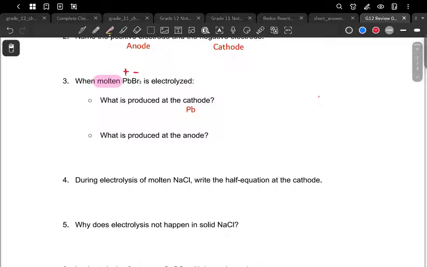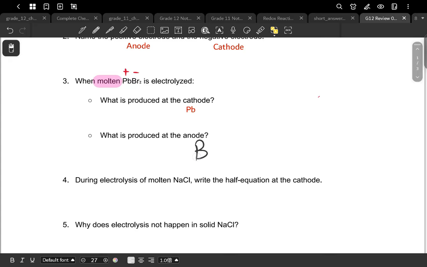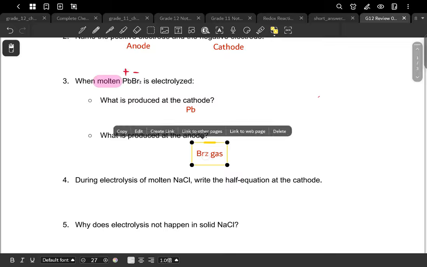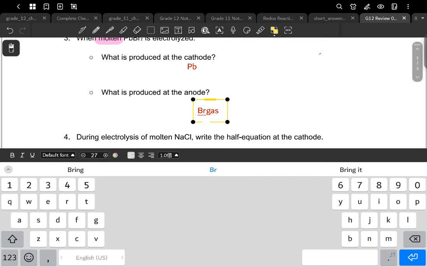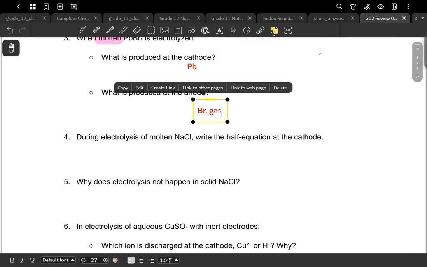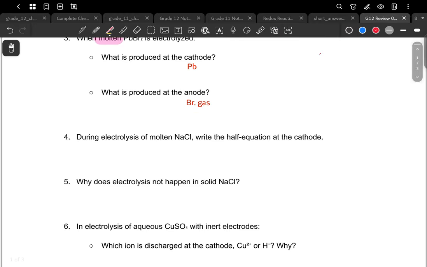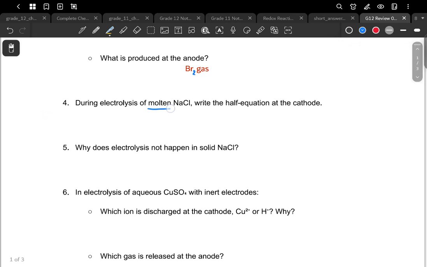What is produced at the anode? Bromine gas is produced at the anode. So Br2, the bromine gas, is produced during electrolysis of molten lead bromide. Next, electrolysis of molten NaCl. So this is also molten NaCl, so again no water here.